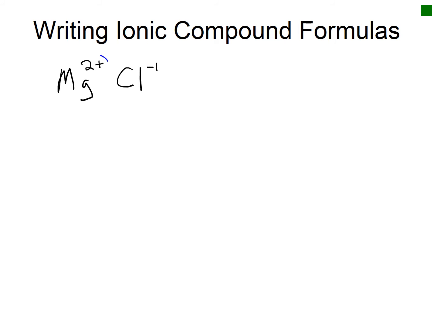So you can take your charge +2 and loop it down in terms of just the number. And then you can take your -1 and swoop that down behind magnesium. When we do this, this will tell us how many of each atom we need to have a balanced ionic compound with no charge.